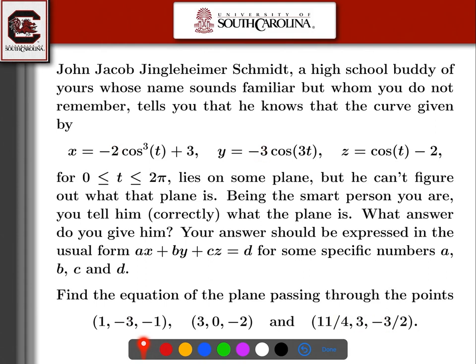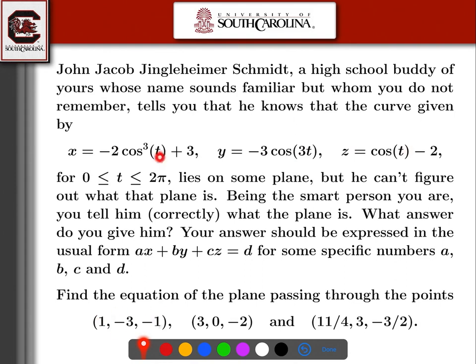This one looks a little strange. We'll get to that. So plug in t equals 0. We get minus 2 plus 3. That's going to be 1. Plug in t equals 0. That means this is a 1. So we get minus 3. Plug in t equals 0. We get 1 minus 2. That's negative 1. This point is coming from taking t equal to 0. It gives me a point on the curve, and so it's a point on my plane.